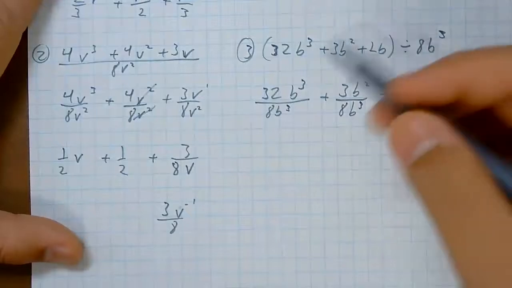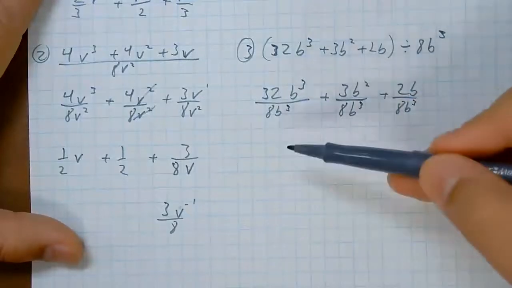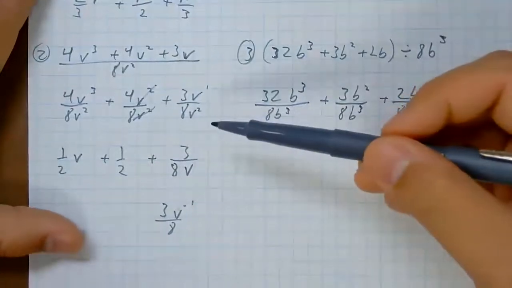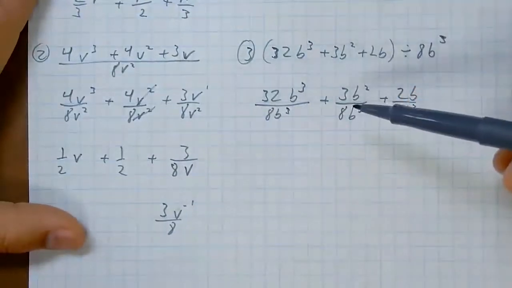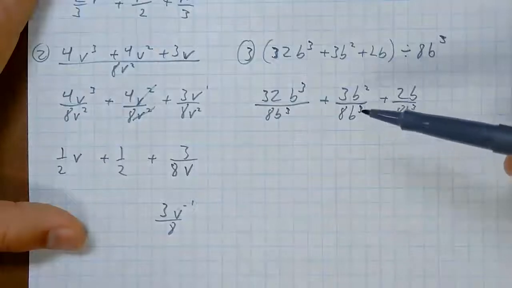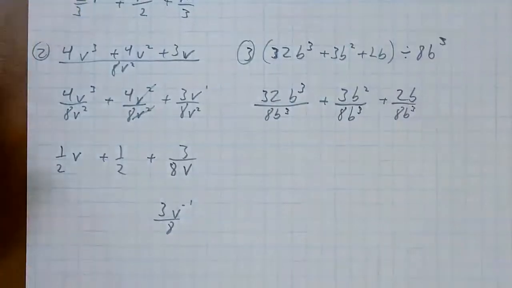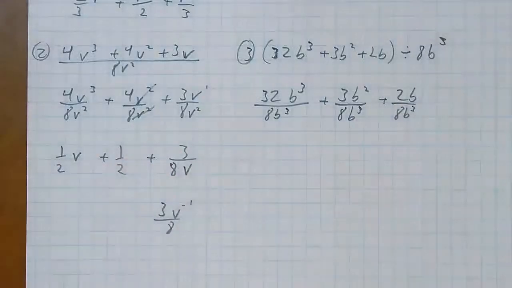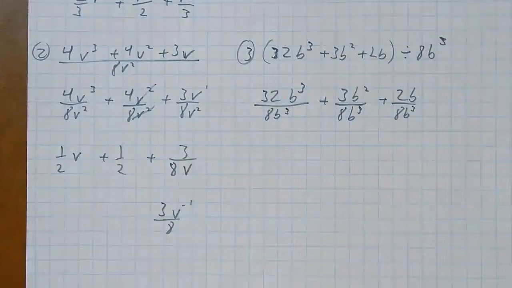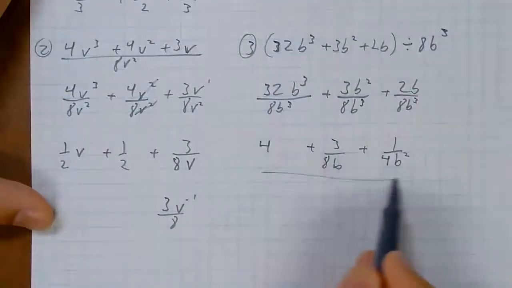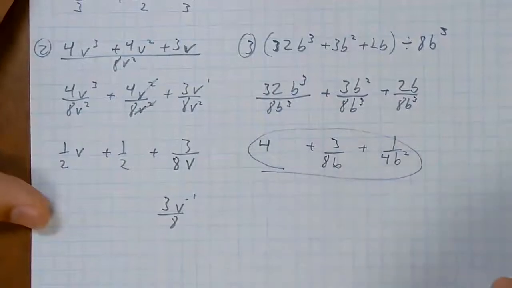So we have this set up. Make sure we're taking into account our coefficients, simplifying that fraction, and taking into account our quotient rule: if the bottom exponent is larger than the top exponent, we can subtract from bottom to top. Go ahead and work out this one. Okay, so we should have gotten 4 plus 3 over 8b plus 1 over 4b squared.